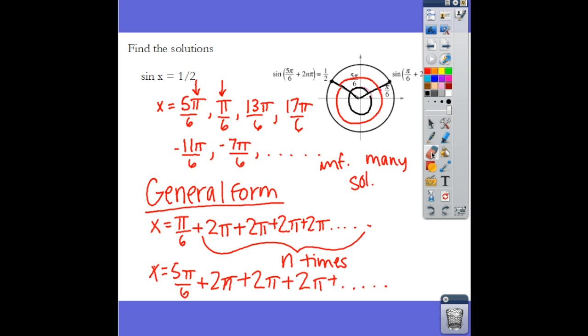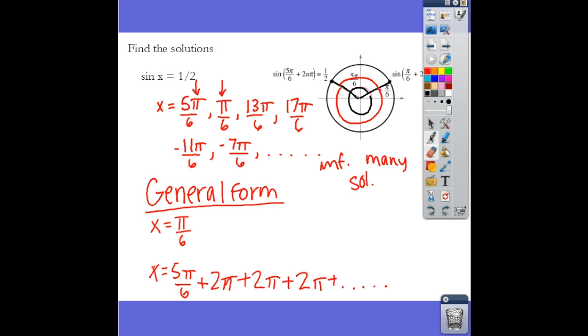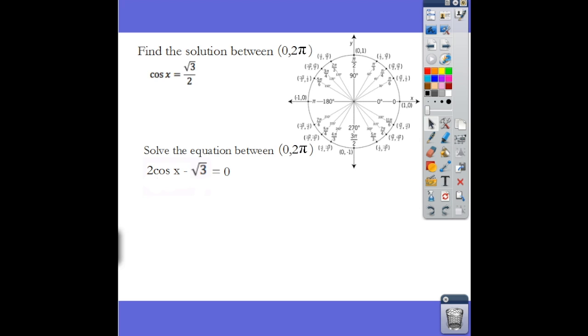So we can write this in the form of multiplication. You'll start out with pi over 6 and then add 2 pi because it's the period of sine, and then multiply it times n so that you have pi over 6 plus 2 pi times n. You can do the same with 5 pi over 6, leaving it as 5 pi over 6 plus 2 pi times n, and that's the general form of the solution.